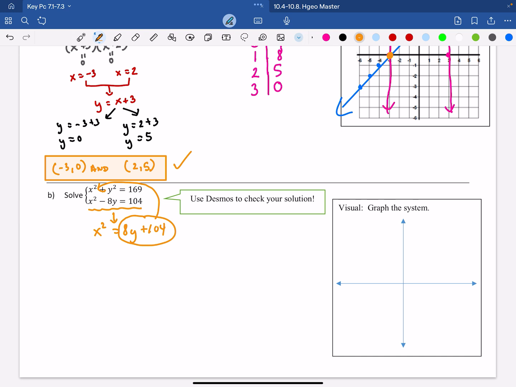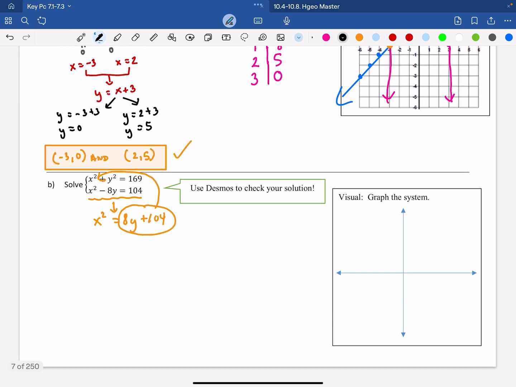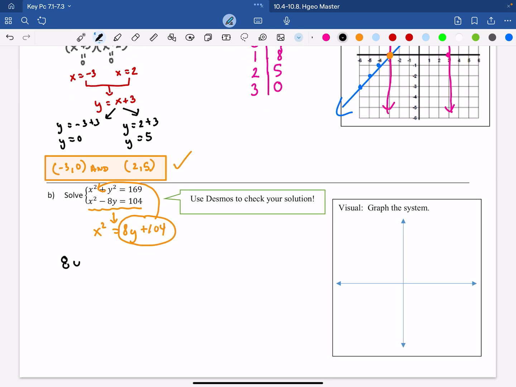All right, so now we're going to go ahead and do a little substitution. All right, and you have over here 8y plus 104 plus y squared equals 169. And let's go ahead and solve that. Now, again, you have another quadratic. It's just in terms of a different variable. It's okay. We're going to solve it exactly the same way.